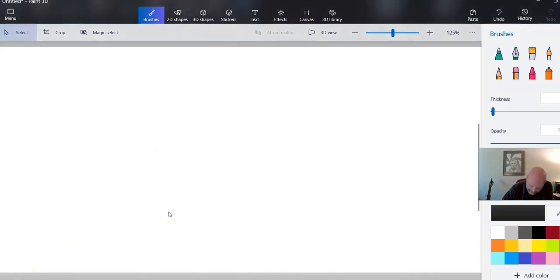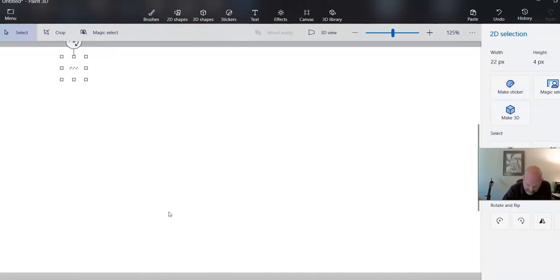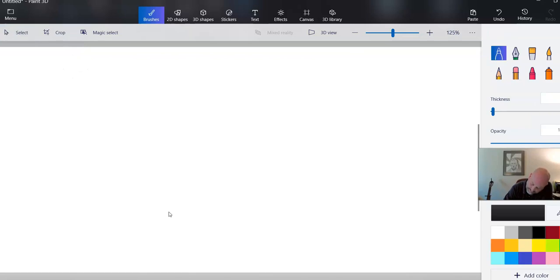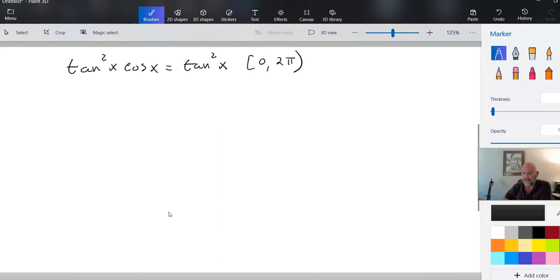Okay, so our last example here, let's take a look. Oh yeah, that whole turning on the pen again. Here we go. We've got tangent squared x times cosine x is equal to tangent squared x. Again, we're looking for solutions on the interval 0 to 2 pi, so you might have to do some sketches to make sure that you get it all. But see what you can do with this.